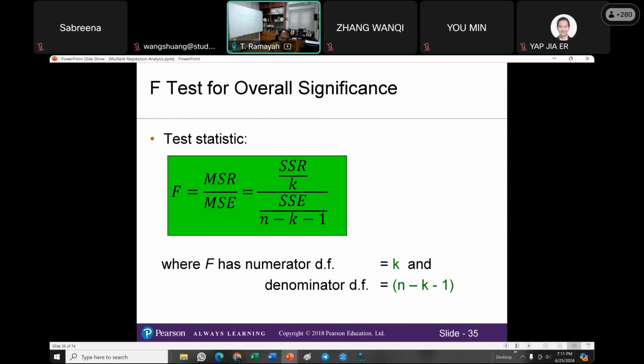So when you take the F table, we will have 2 degrees of freedom. The degrees of freedom for the numerator is equal to the number of independent variables you have. And the degrees of freedom for the denominator is n minus k minus 1. You need 2 degrees of freedom before we can look at an F table.